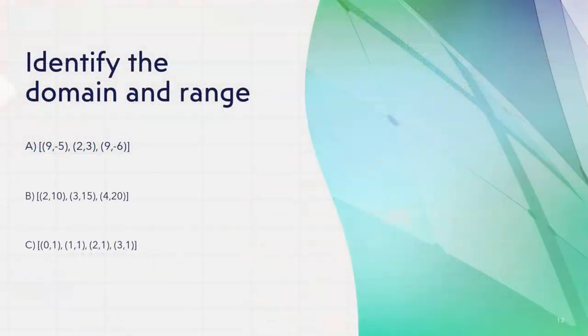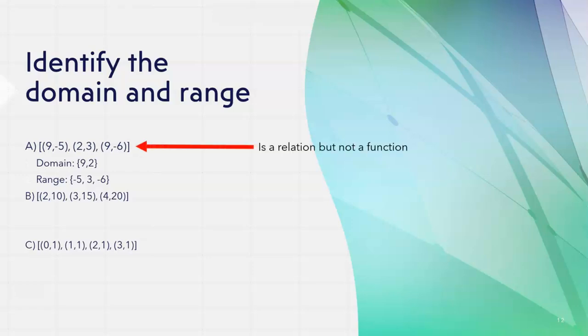For this example, you need to identify the domain and range. Remember that domain is your x values and range is your y values. So for the first one, your domain would be 9 and 2. Your range would be -5, 3, and 6. This is a relation, but it is not a function because your range has to share domain values.